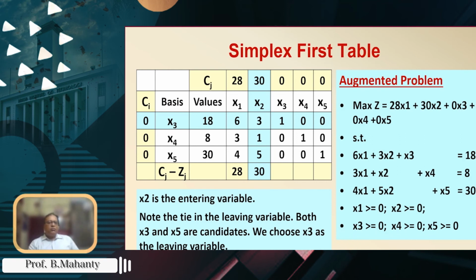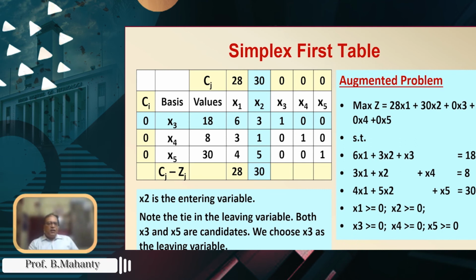When we write the first table, one thing we find out is that x3 is 18, x4 is 8, x5 is 30, that is the initial solution. And x1 and x2, their profit coefficients are 28 and 30. Since 30 is higher in the Cj minus Zj, so x2 enters the basis. So which one should leave the basis? Look, x3: 18 by 3 is 6, x4: 8 by 1 is 8, x5: 30 by 5 is 6. Can you see that there is again a tie?